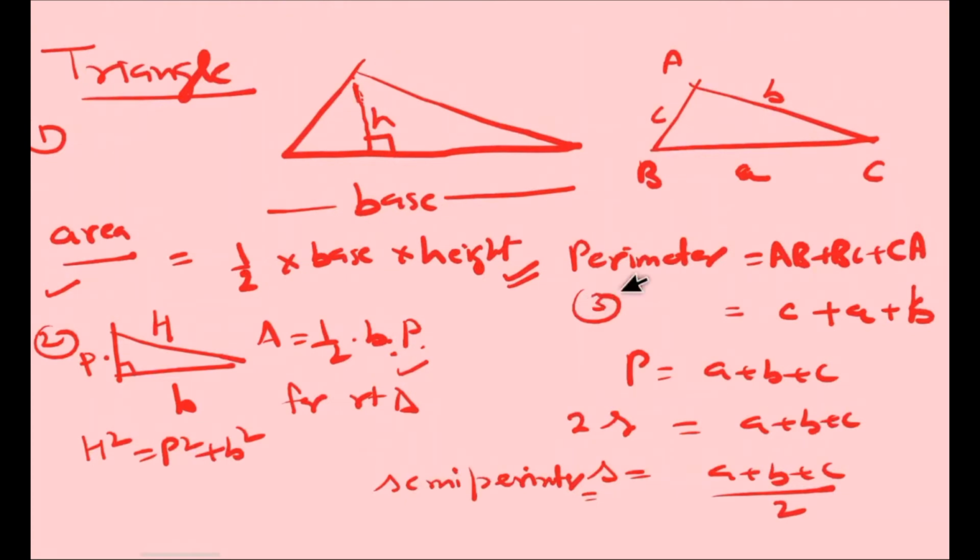Now, students, if it is an obtuse triangle, the height is outside. This one is the height, this is the base, and the height is outside. So the formula is the same, half into base into height, no problem, the formula is clear, but the height is outside, this 90 degrees outside of the triangle.